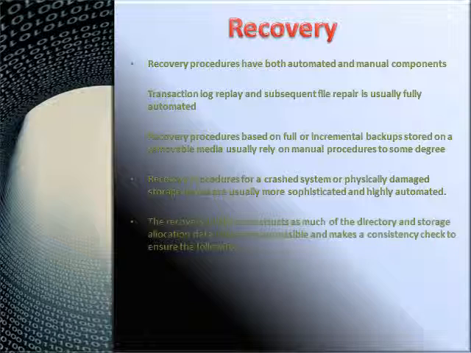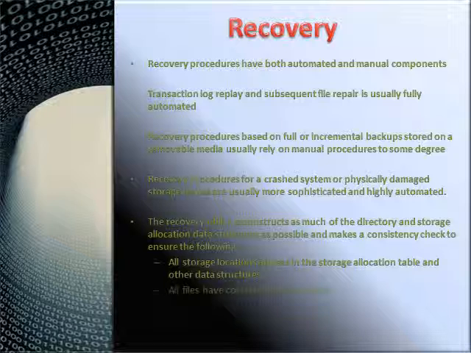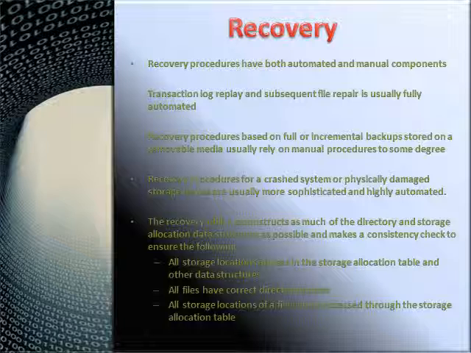The recovery utility reconstructs as much of the directory and storage allocation data structures as possible and makes a consistency check to ensure the following: all storage locations appear in the storage allocation table and other data structures. All files have correct directory entries. All storage locations of a file can be accessed through the storage allocation table. All storage locations can be read and/or written.